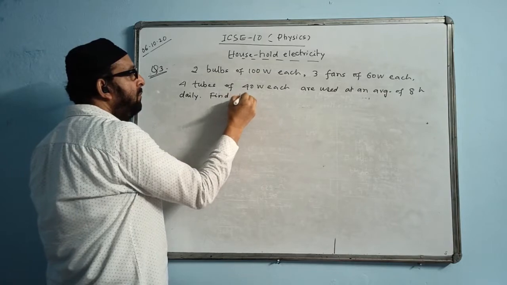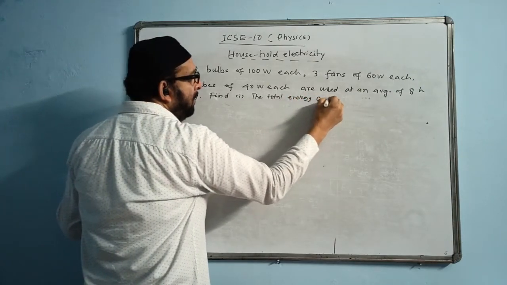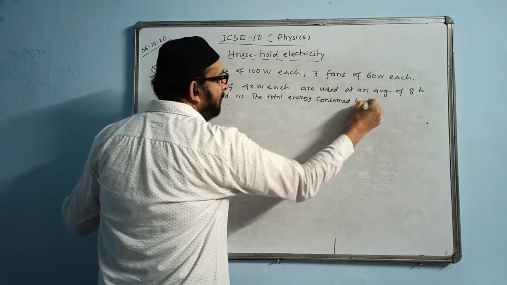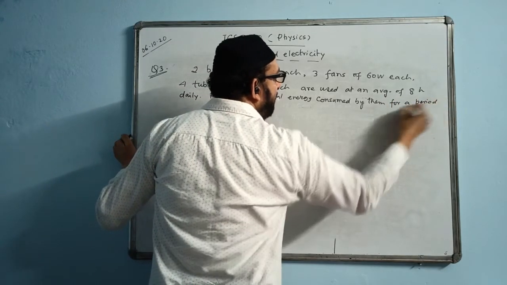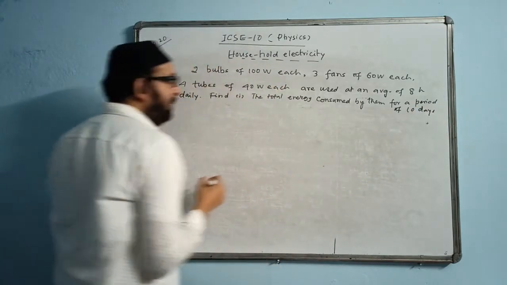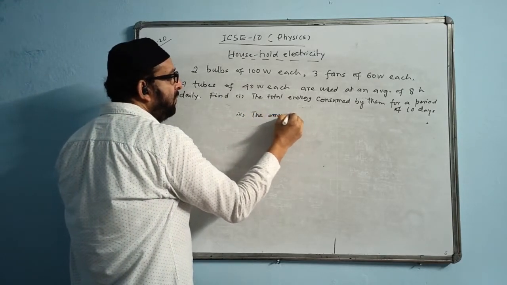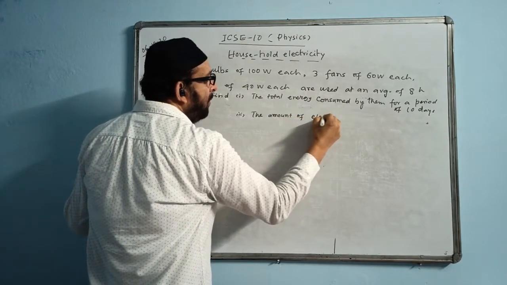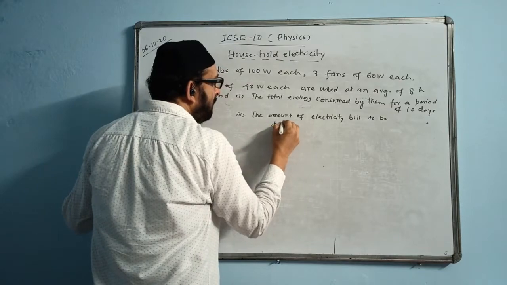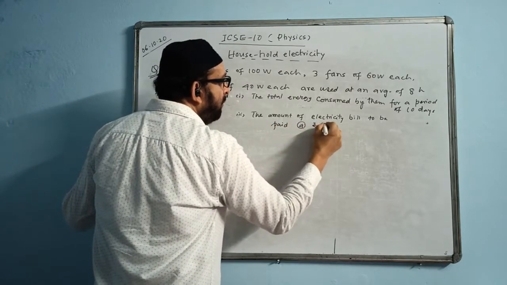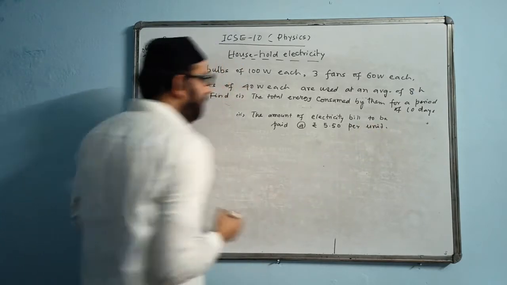Find, number one, the total energy consumed by them for a period of 10 days. Number two, the amount of electricity bill to be paid at the rate of rupees 5.50 per unit. That is the question.